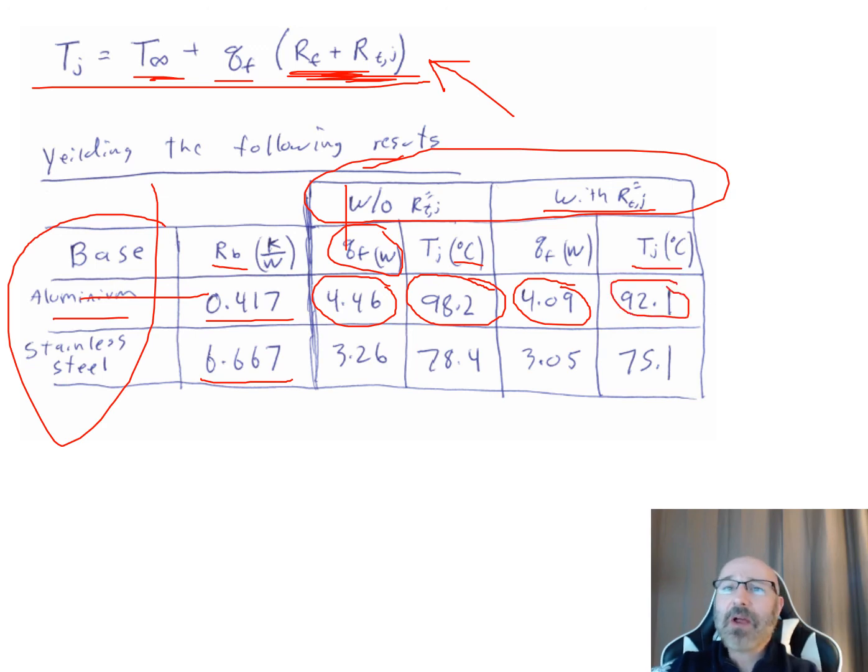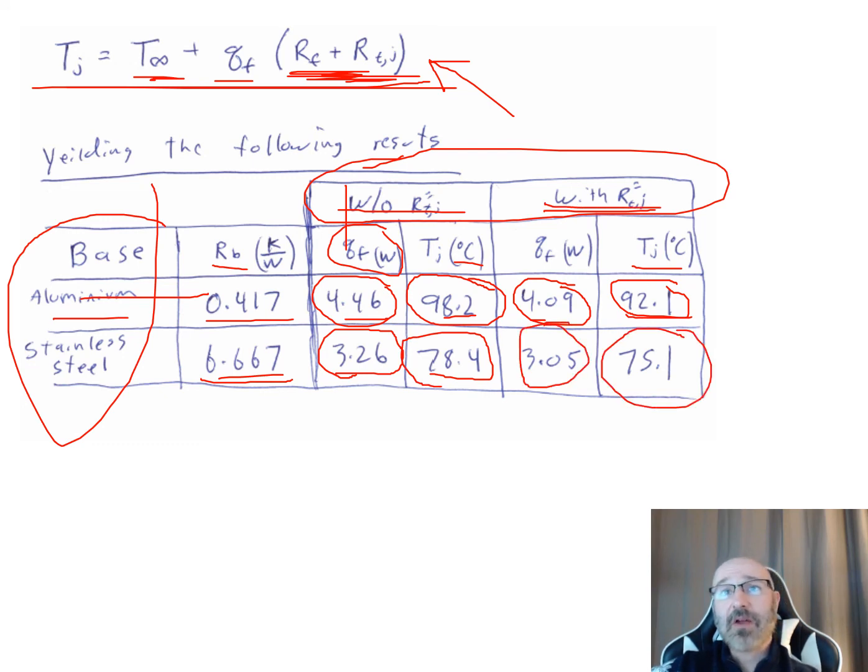This is also a great way to compare with and without contact resistance. How do these change? Our Q sub F goes down, as does our temperature. Now if we do this with stainless steel, we use this R sub B and go back to our governing equation. Without contact resistance for stainless steel, we have a Q sub F for our fin of 3.26 and a temperature of 78.4. With contact resistance, Q sub F drops to 3.05 and the temperature drops to 75.1. So again, this table is a great way to look at it all and compare everything at once, and also a great way to calculate it if you're using MATLAB or Excel.